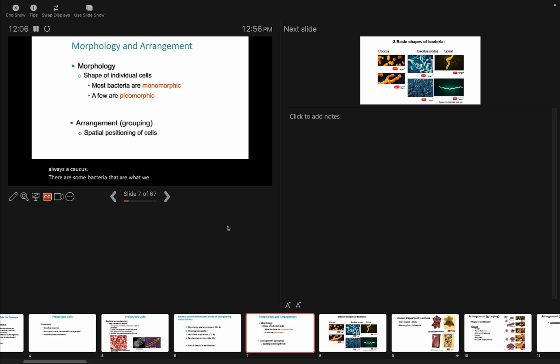There are some bacteria that are what we call pleomorphic. And they're not going to be so dramatic that a coccus changes into a spirochete. But a bacillus can shorten and look a little bit more like a coccus and then start to elongate again. That's typically what we see with pleomorphic. You might see some that are a little bit longer than others of the same species. And we also can talk about how the cells arrange themselves in three-dimensional shape.